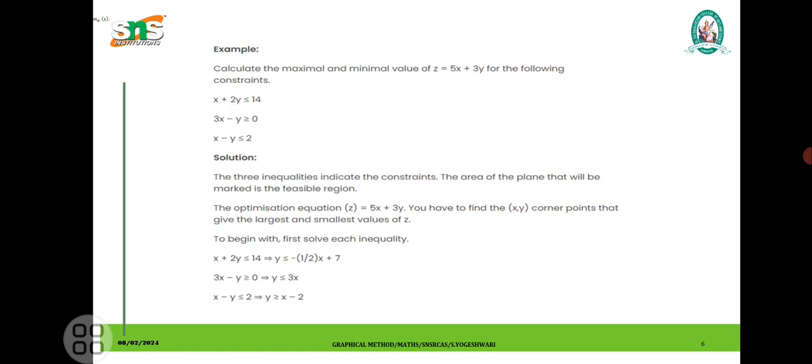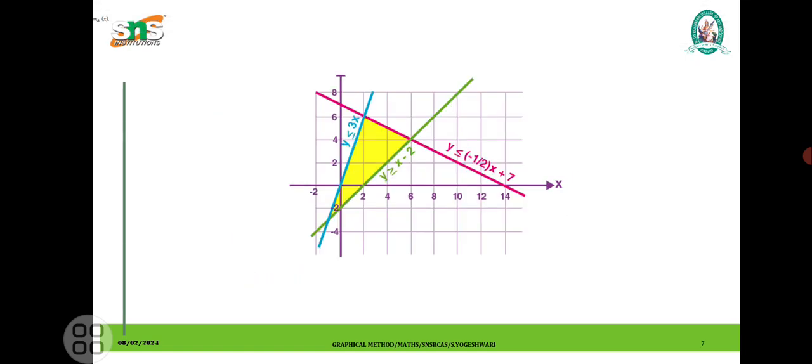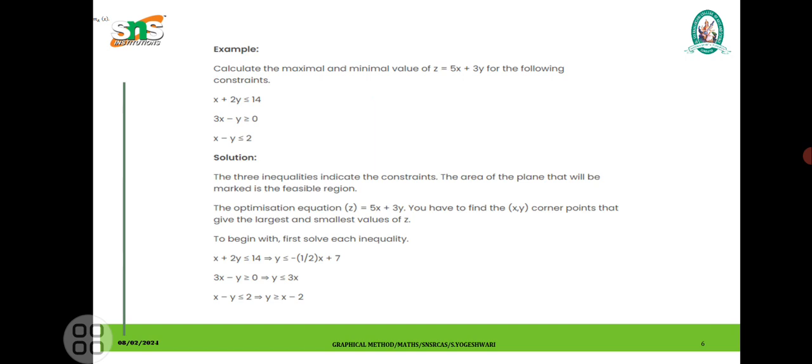To begin with, first solve each inequality. x plus 2y is less than or equal to 14, so y is less than or equal to minus 1 by 2 x plus 7. 3x minus y is greater than or equal to 0, so y is equal to 3x. x minus y equal to 2, so y is greater than or equal to x minus 2. Then we want to go into the points to make the points.